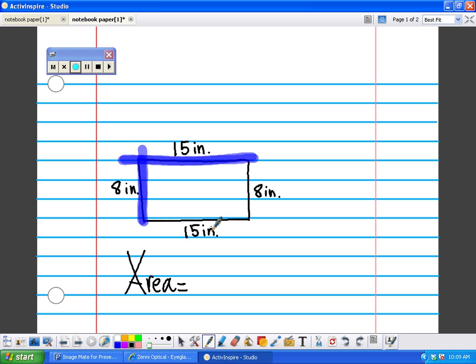I need to know that there are 8 groups with 15 in each. All I do is multiply 8 times 15. I can forget about these. Okay? All I do is multiply 2 sides on area, not all 4. Okay? When you multiplied 15 times 8, what did you get, Keegan?